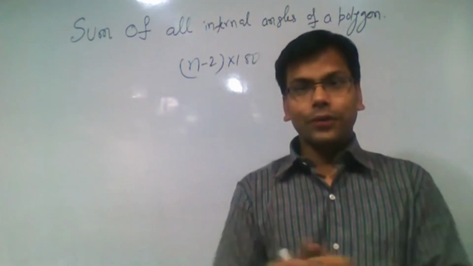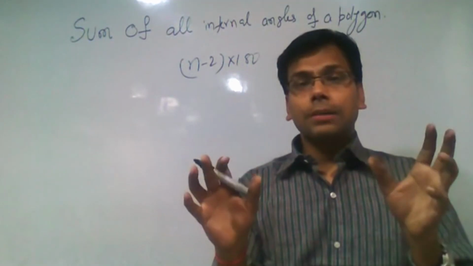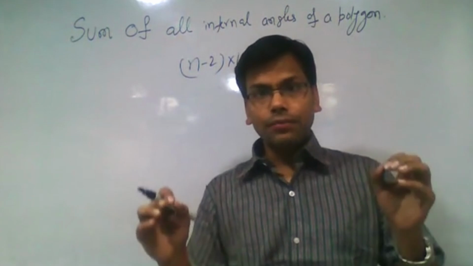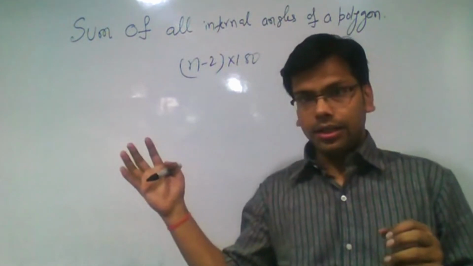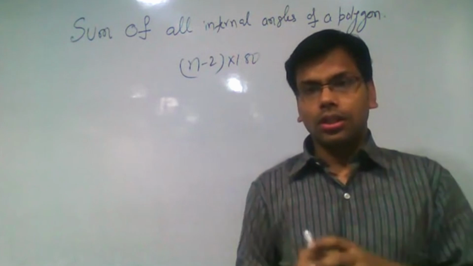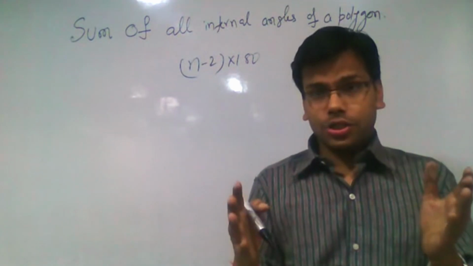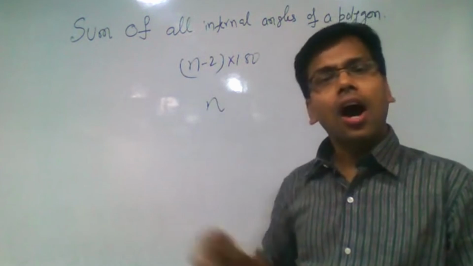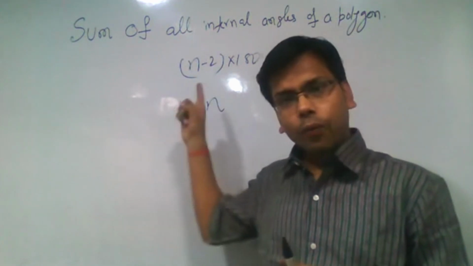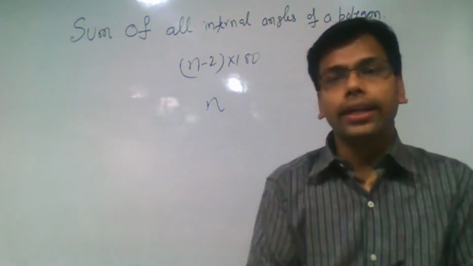Hello guys, today we try to learn a few concepts behind the polygon. The sum of all internal angles of a polygon is (n minus 2) into 180 degrees. I think everyone knows. Why n minus 2? The main concept is we have an n-sided figure. How does n minus 2 come, and why 180 degrees? Why not n into 90 degrees?